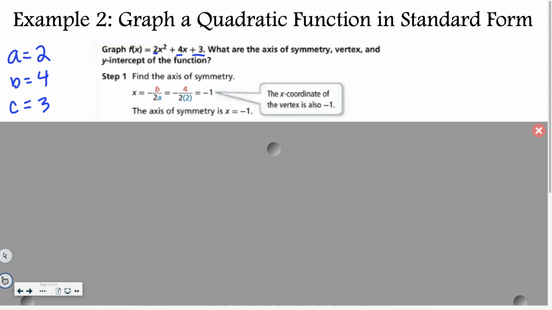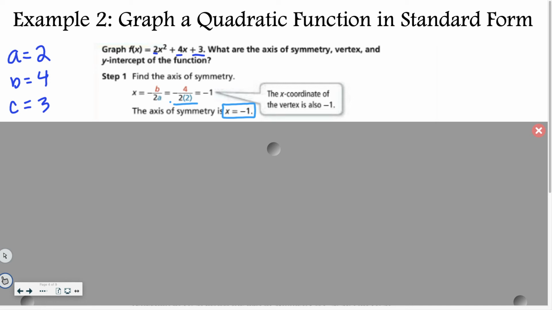Okay, so then I plug that in. I have negative 4 over 2 times 2. 2 times 2 is 4. So I have 4 over 4, which is just 1. And then I have that negative sign. So my axis of symmetry is x equals negative 1. It's really important when you're writing an axis of symmetry to write it as an equation like that, right? x equals. Don't just write down negative 1.